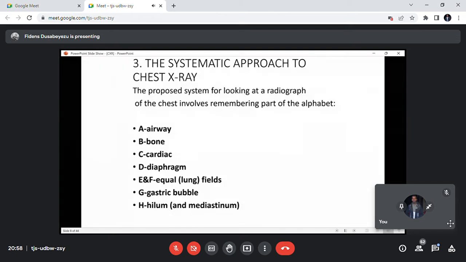So in my notes, and even in some books, they use this ABCD, where A is you check the airways very well, from up to down. B, bones, make sure you check all bones very well. C is cardiac, you check the heart, if it is not big, or it is not distorted. And here I will show you how we can measure the size of the heart, what you call the cardiothoracic ratio.